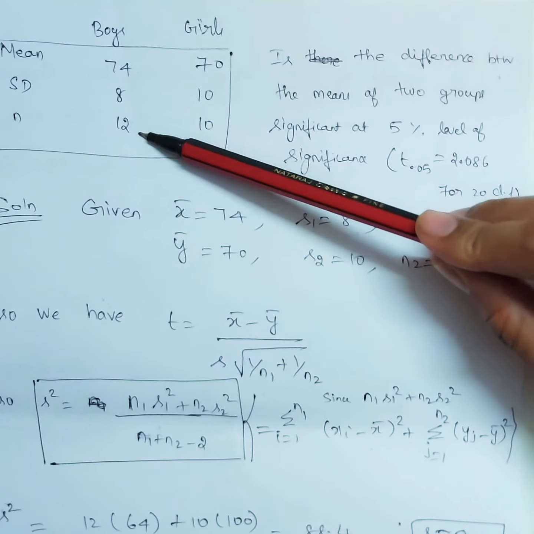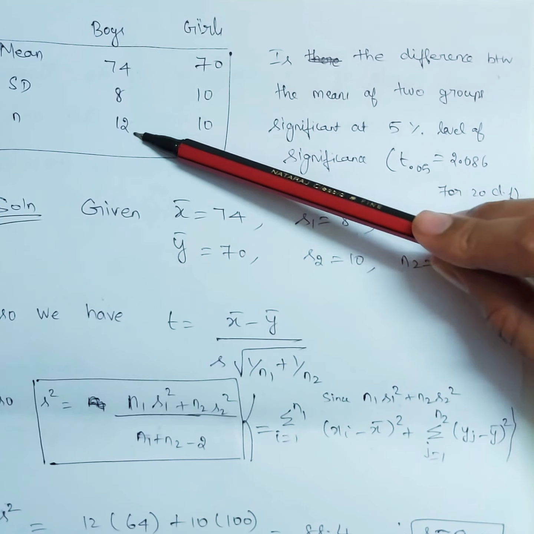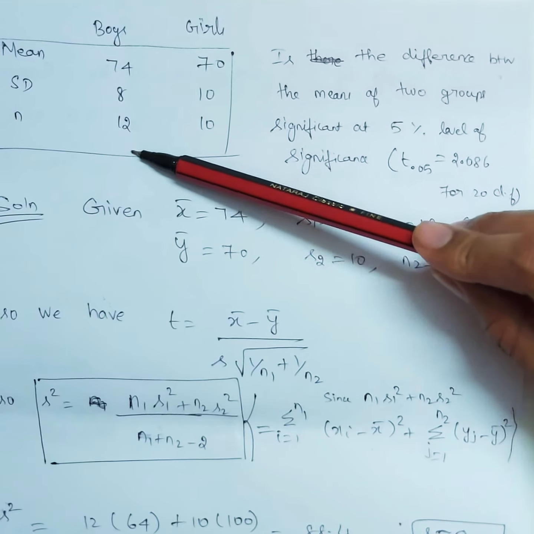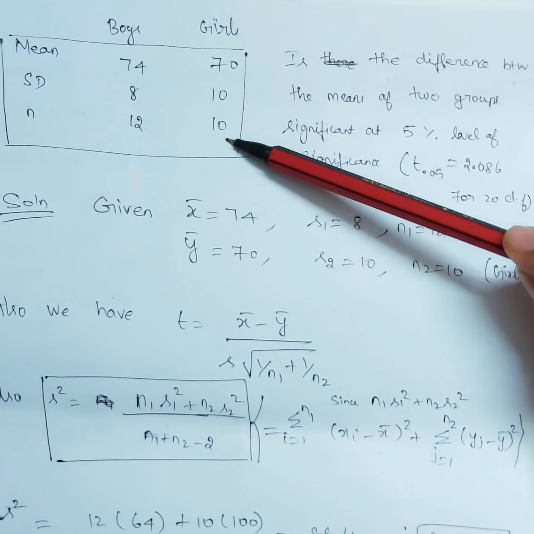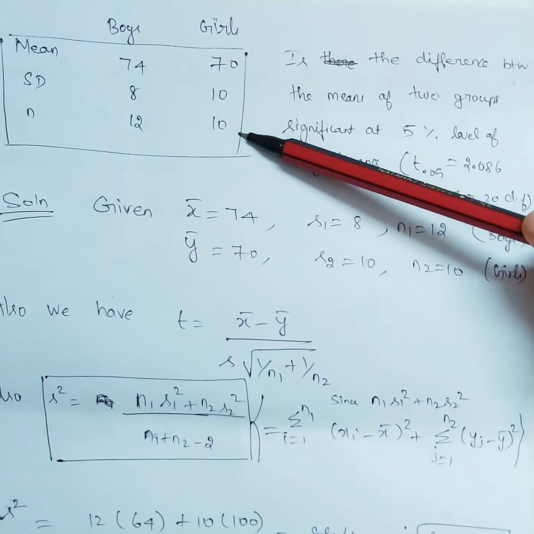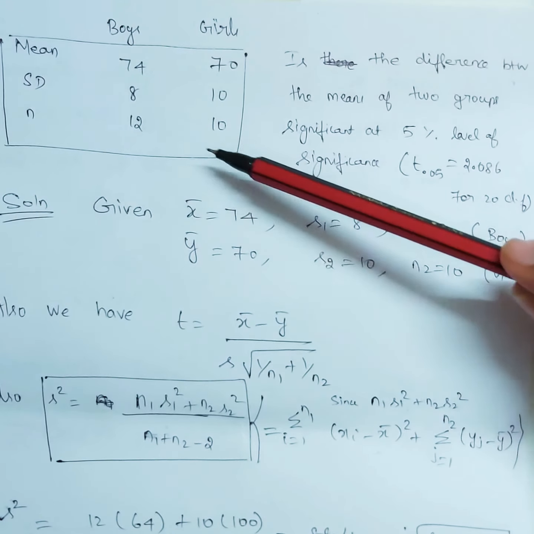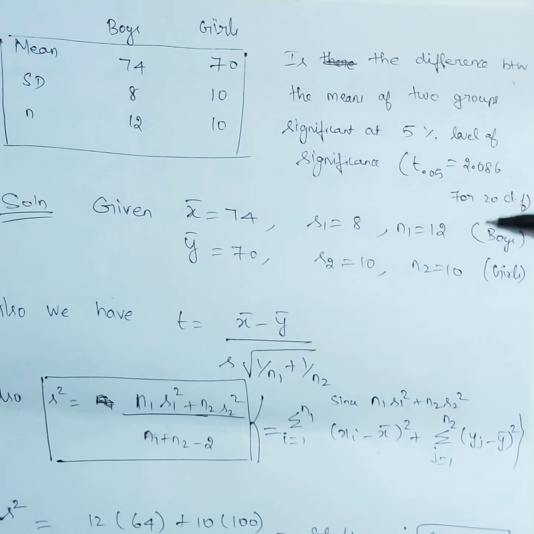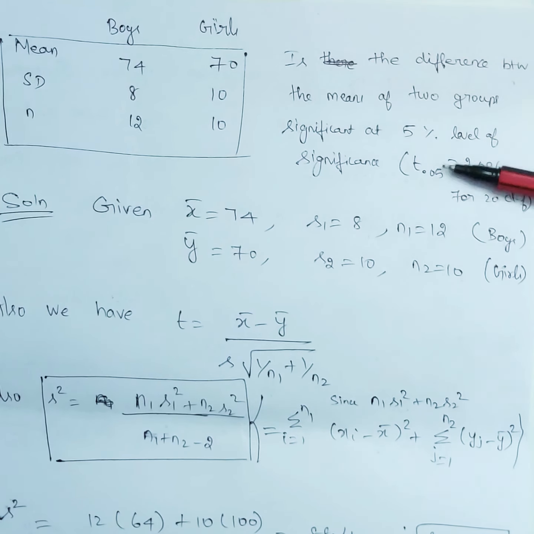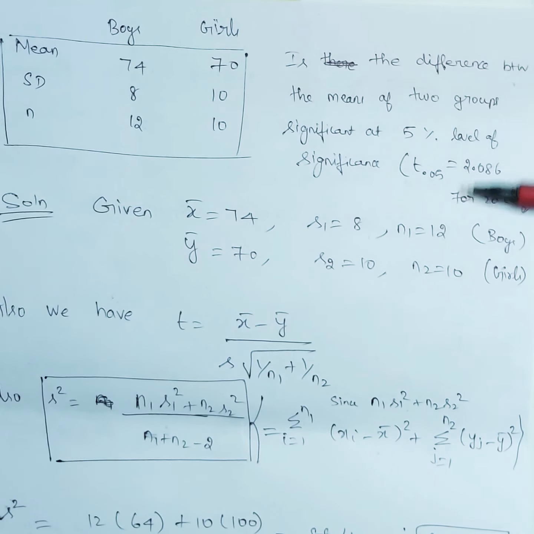Here, for boys, the total number is 12. So, degrees of freedom 12 minus 1, 11. Here for girls, total number is 10. Here degrees of freedom 10 minus 1, 9. So, here 11, here 9. 11 plus 9, 20. In case this value is not given, you have to check it from the tabular column.